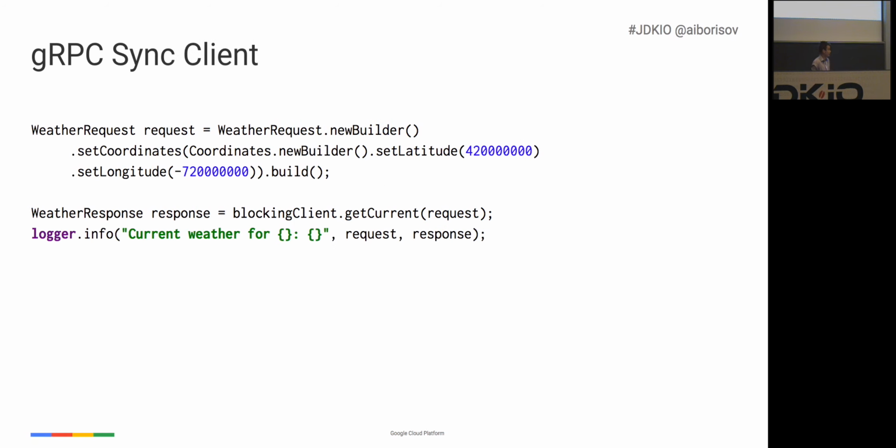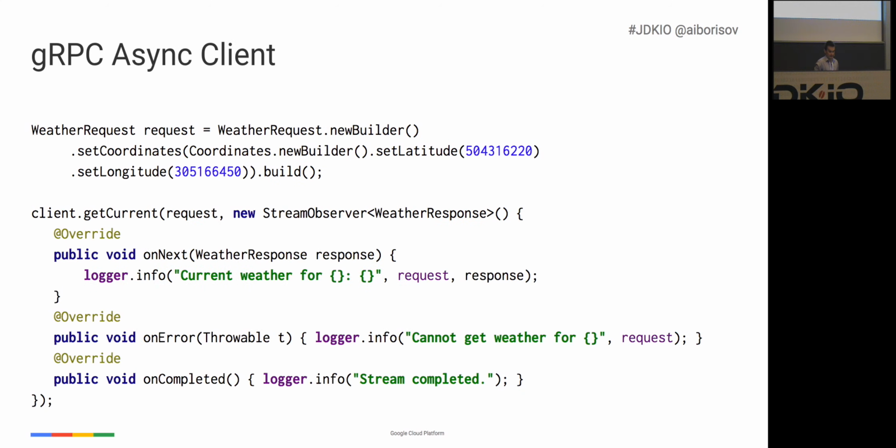The simplest client to use is the blocking client. For your weather service, it has method getCurrent. You send a request, you get a response. This code is easy to write and read, but it blocks the current thread. If you don't want to block the current thread, we can use async client.